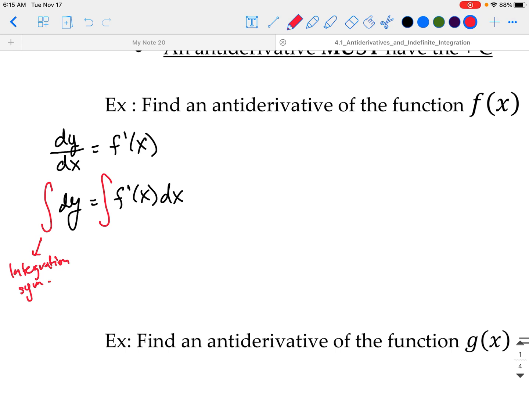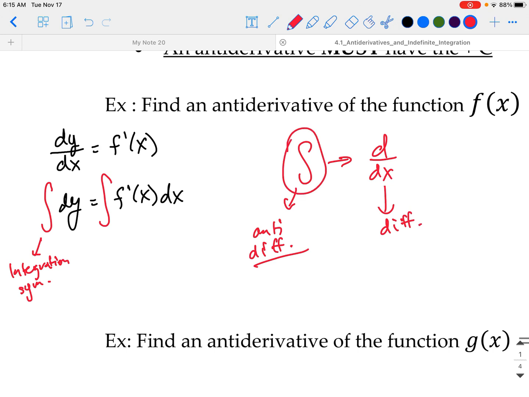But what we're going to do is treat that s symbol just like we would treat the d dx symbol. It is an operator. It is telling us, in this case, to anti-differentiate, whereas d dx, of course, tells us to differentiate. So that little symbol there is just telling us you're going to find the antiderivative of this expression.